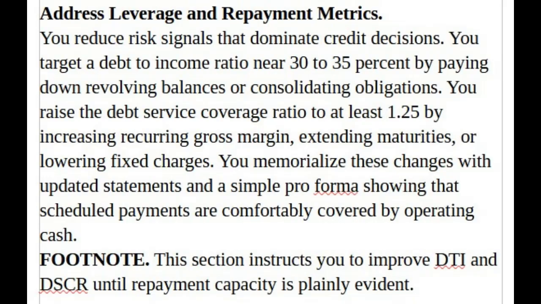Address leverage and repayment metrics. You reduce risk signals that dominate credit decisions. You target a debt-to-income ratio near 30 to 35% by paying down revolving balances or consolidating obligations. You raise the debt service coverage ratio to at least 1.25 by increasing recurring gross margin, extending maturities, or lowering fixed charges. You memorialize these changes with updated statements and a simple pro forma showing that scheduled payments are comfortably covered by operating cash. Footnote. This section instructs you to improve DTI and DSCR until repayment capacity is plainly evident.